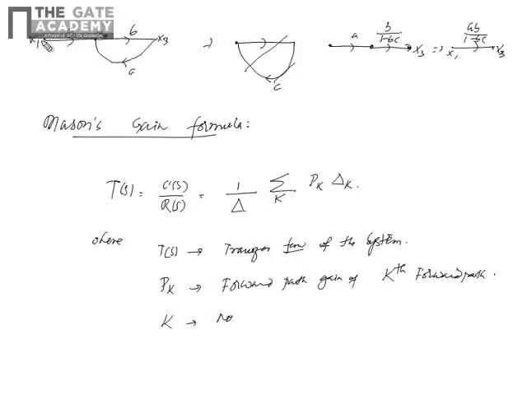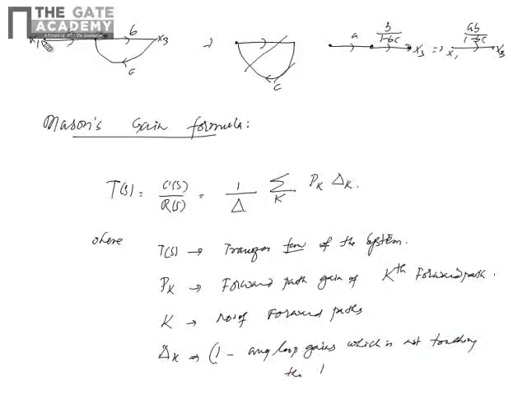and k is the number of forward paths, and delta k is 1 minus any loop gain which is not touching the kth forward path.